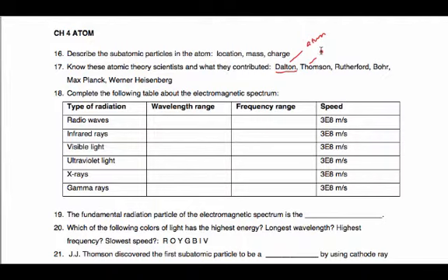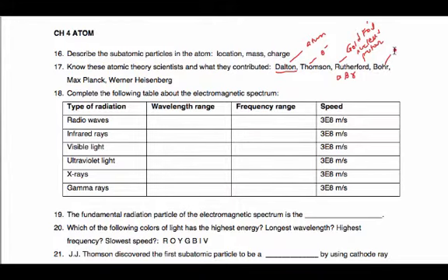So J.J. Thomson, he discovered the electron, and he used cathode ray tubes to do that. Ernest Rutherford ran the famous gold foil experiment, and through that he found the nucleus and the proton. Ernest Rutherford's also famous for being the first scientist to find the radioactive particles, alpha, beta, gamma particles.